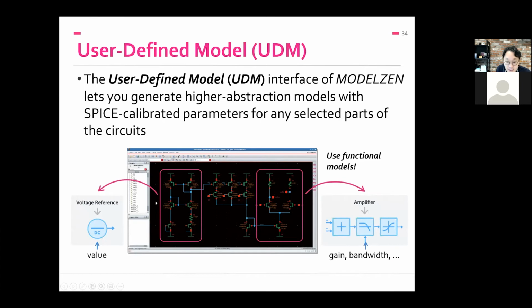The idea is, we have not yet gotten to the point of auto-recognizing the functionality of the circuit. So we rely on users to say, oh, this part is a voltage reference. This part is an amplifier. But when the users do that, Model Zen will model that as a voltage reference using a simpler model template whose parameters are characterized by SPICE. And the rest, it will just use a circuit level model.